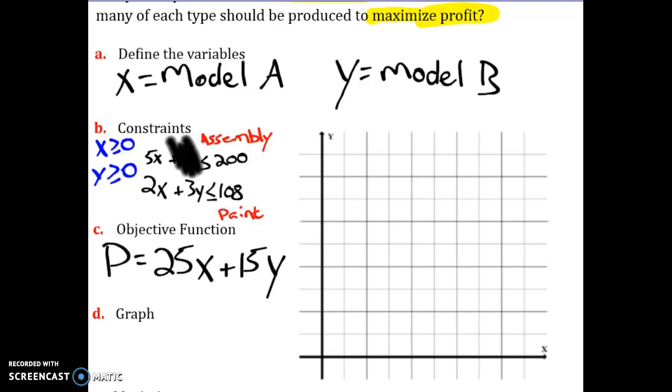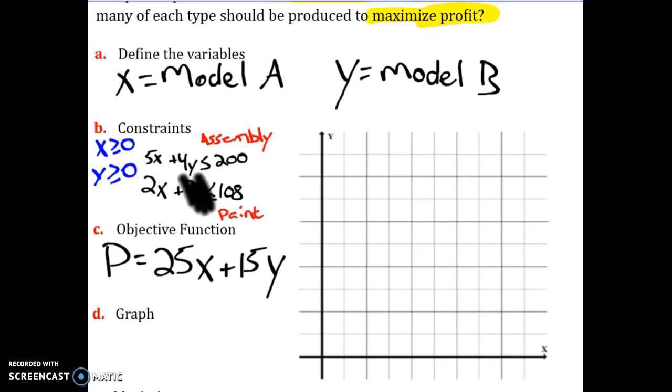That's where I simply cover up one of the values. For this, I should mention, I'm going to pretend that this inequality symbol is actually an equal sign. So if I had 5x equals 200, for the first one, I'm going to have an x-intercept at 40. If I did 4y equals 200, I would have a y-intercept at 50.